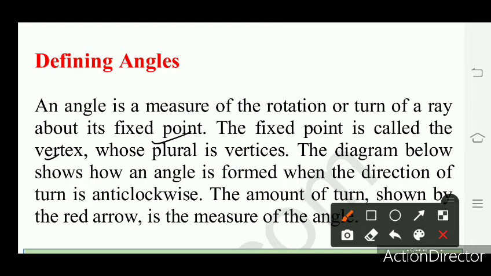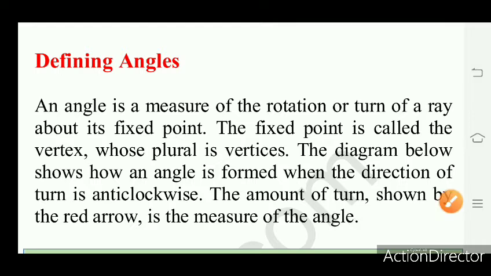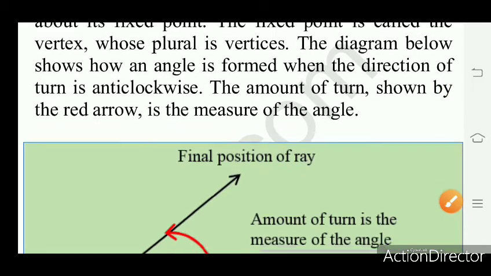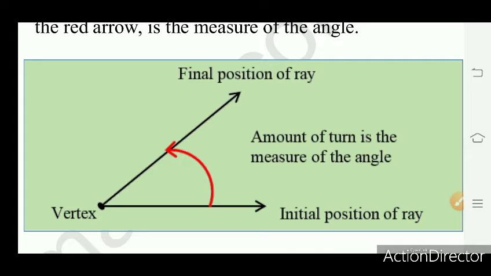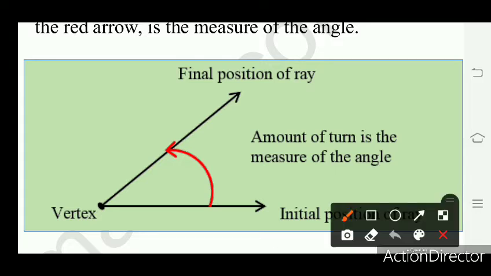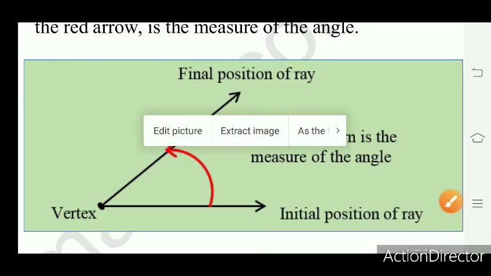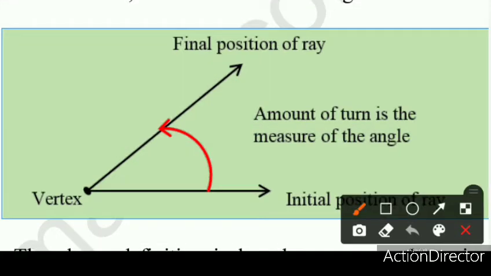The diagram below shows how an angle is formed when the direction of turn is clockwise, and the amount of turn shown by the red arrow is the measure of the angle. So this is the figure related to angle. Here first we will discuss how an angle is actually formed.